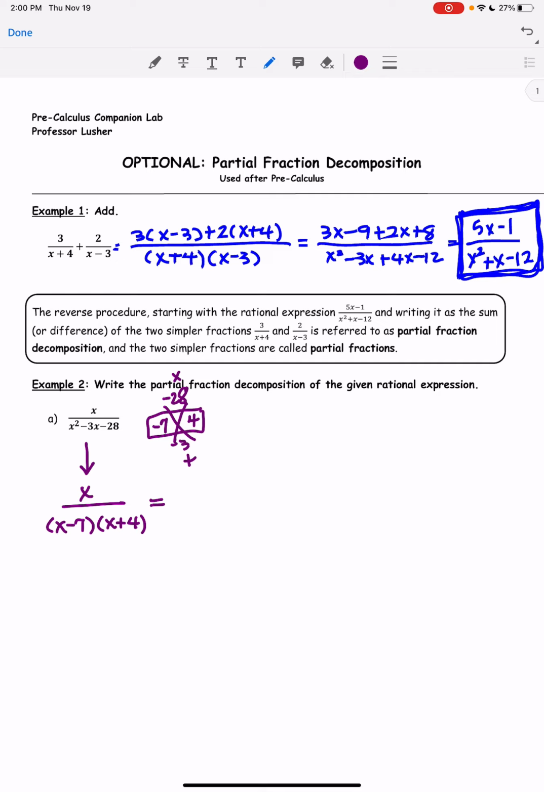A couple of your homework problems, I think the first 2, there's only 5. Okay, so the first 2 problems will already start in factored form. Your last 3 problems, you will need to factor. Once you do that, it does not matter what's on the top. This becomes a over your first multiple, x minus 7, plus b over x plus 4. Okay, again, it does not matter what this is. You're doing a over the first multiple and b over the second multiple.